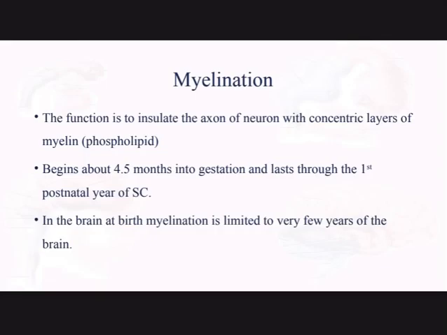Myelination, the function is to insulate the axon. زي ما قلنا هذا myelination of the neuron, the connection layer of the myelin, طبعا through phospholipid. They begin about 4.5 months into gestation and last through the first postnatal year. Okay, يعني بعد عمر سنة تقريبا بعد الولادة we still have myelination usually in the brain.